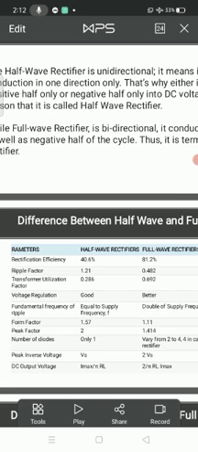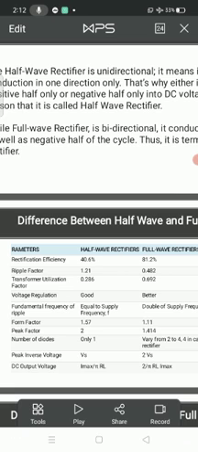Next, the bridge type full wave rectifier. In the bridge type full wave rectifier, we are using 4 diodes. During the positive half cycle, 2 diodes, diode 1 and diode 2, will be in forward bias condition and the current will flow through these 2 diodes. And during the negative half cycle, the remaining 2 diodes, diode 3 and diode 4, will be in forward bias condition and diode 1 and diode 2 will be in reverse bias condition. So during the negative half cycle, the current flows through D3 and D4, that is diode 3 and diode 4.